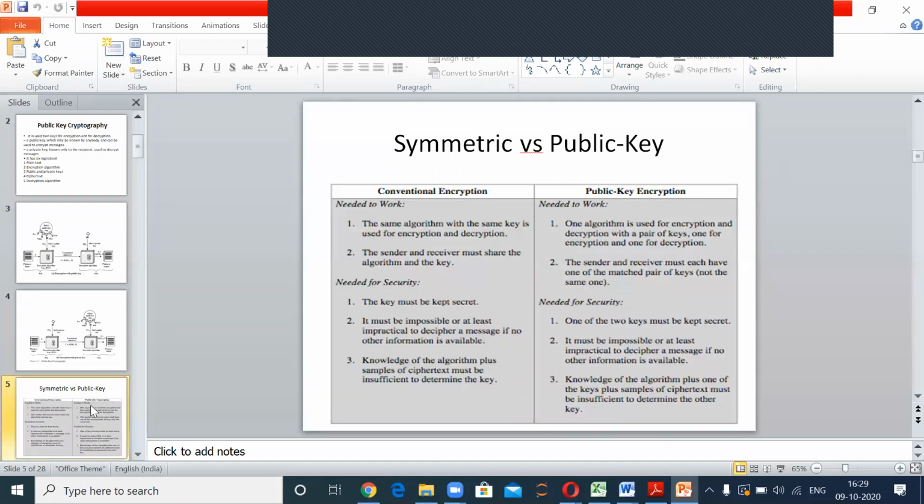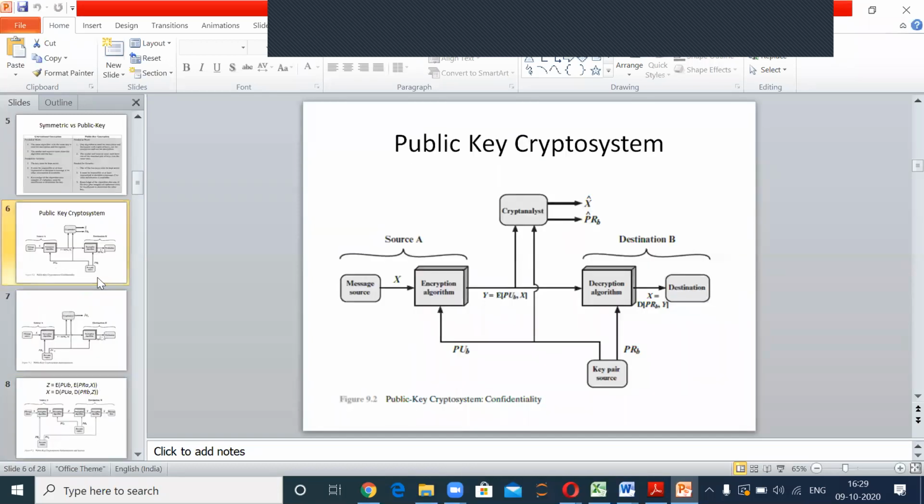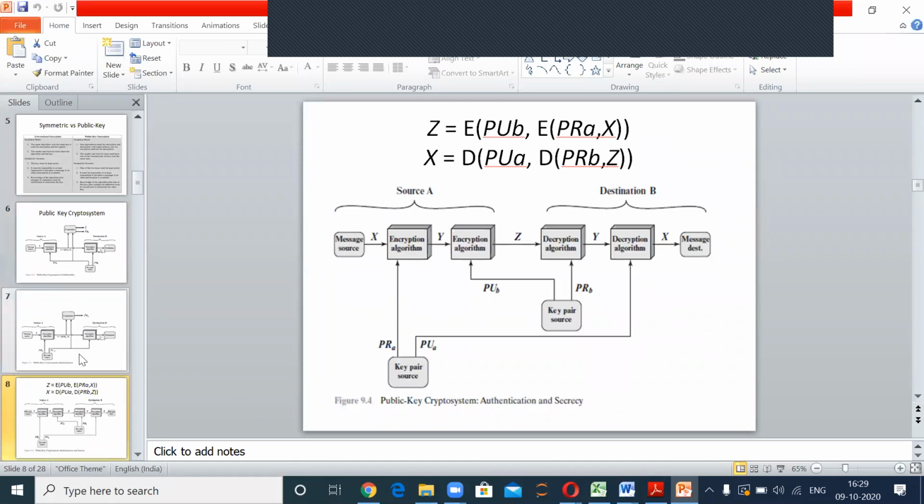In the previous sessions, we discussed the differences between public key cryptography and symmetric key cryptography. These are the concepts we discussed in public key cryptography: how confidentiality can be provided, how authentication can be provided, and how both confidentiality and authentication can be provided. So I will explain this slide, how public key cryptography provides authentication and confidentiality. To provide both, the encryption process is done two times.